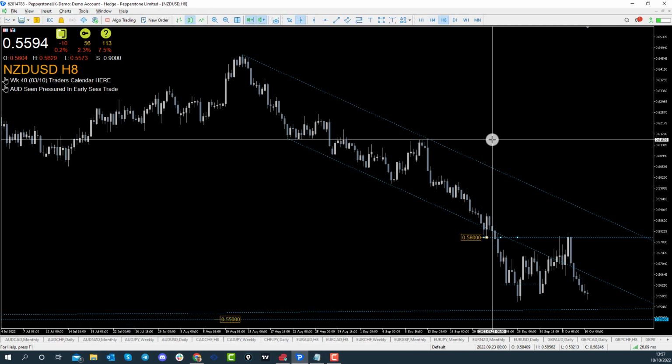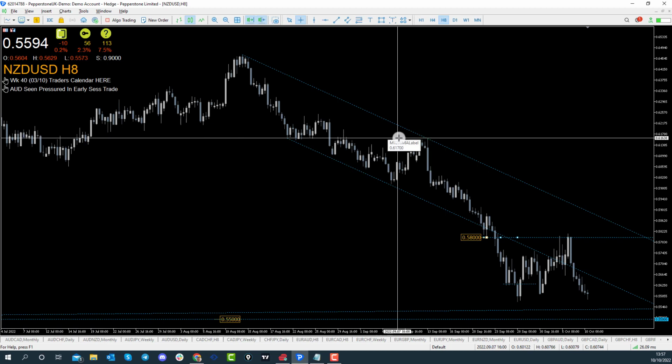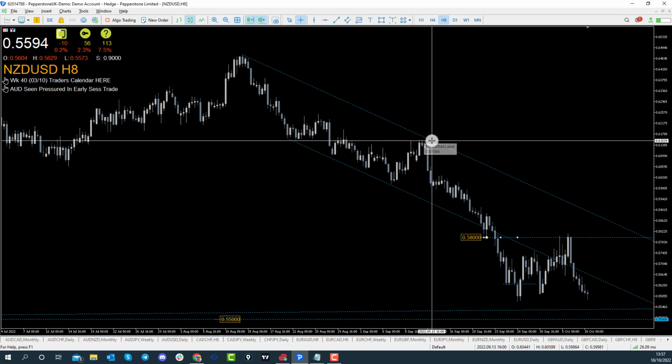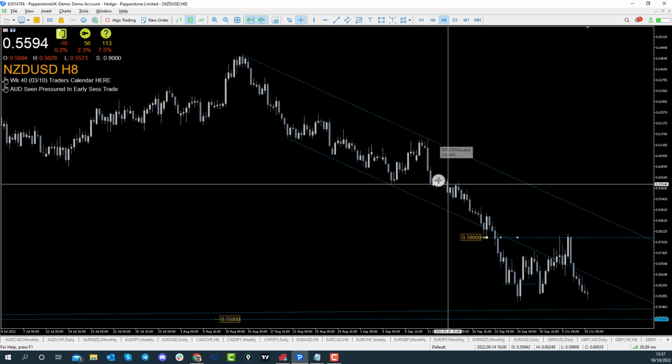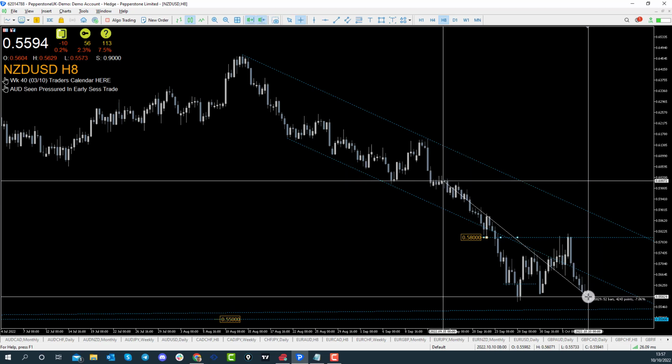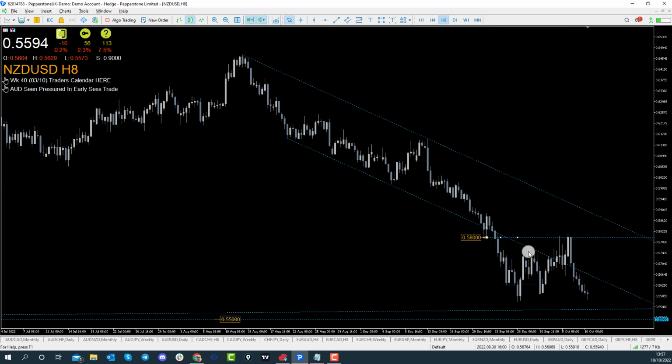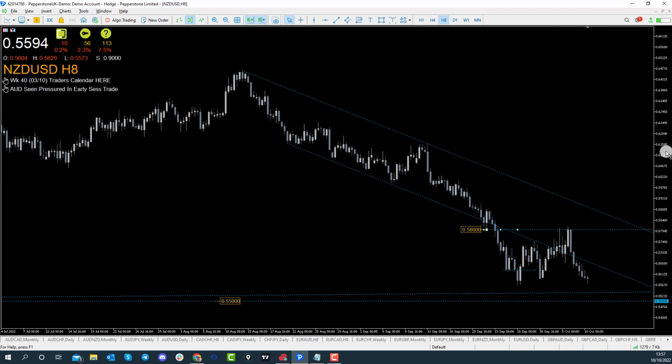So if I just highlight Wednesday the 14th of September, we're looking all the way back over here. Okay, and price has since moved 424 pips to the downside here. So we're expecting that to continue as it remained on the live forex strength and weakness tables.